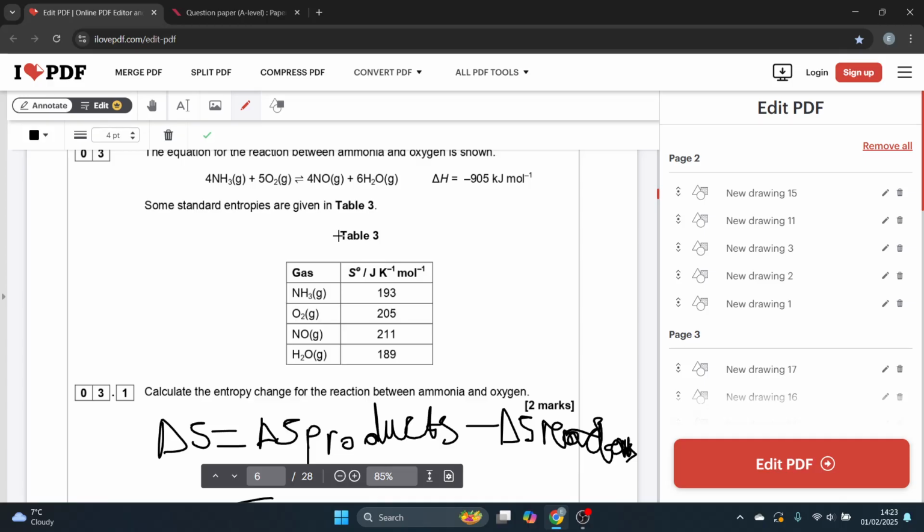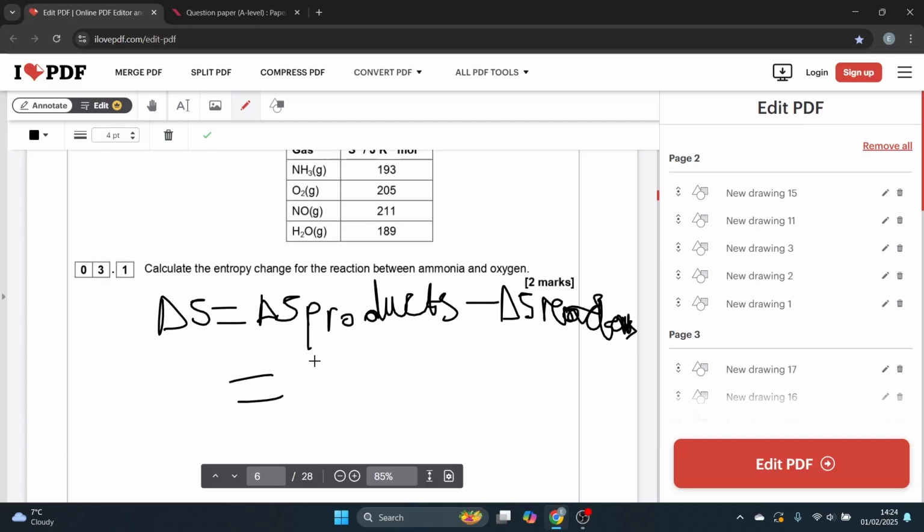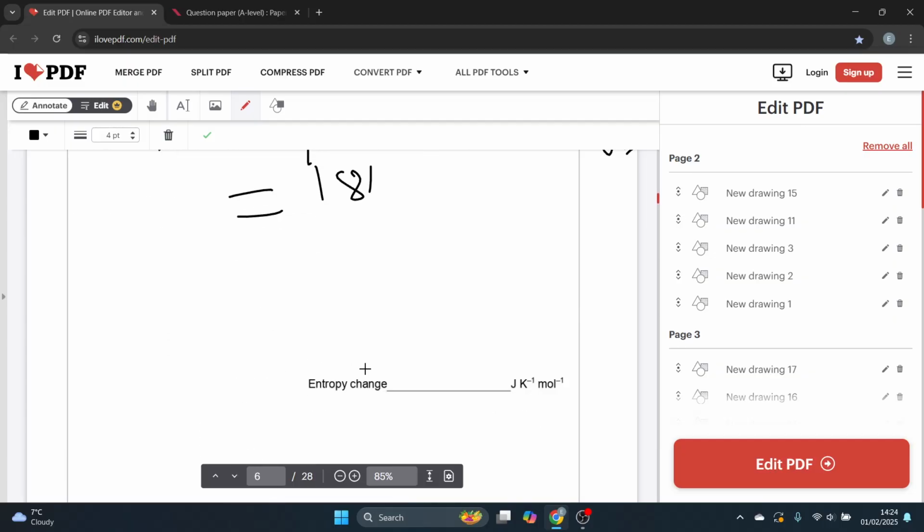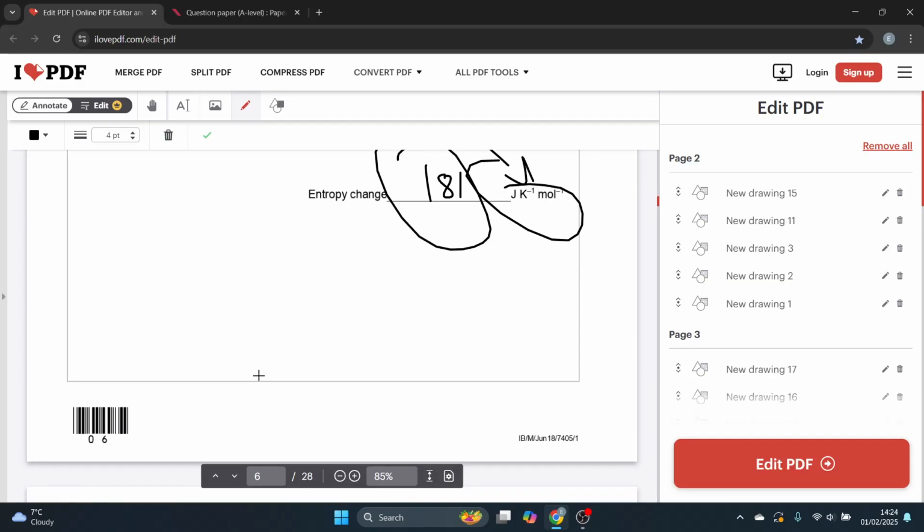But you have to be careful when you put that in the calculator. It will give you a different answer to what you're expecting because the calculator doesn't process it like that. So you need to add 2 sets of brackets around it, and you should get 181. It already gives me the units, which is nice, but remember the units are joules per kelvin per mole, J K to the power minus 1 mol to the power minus 1.